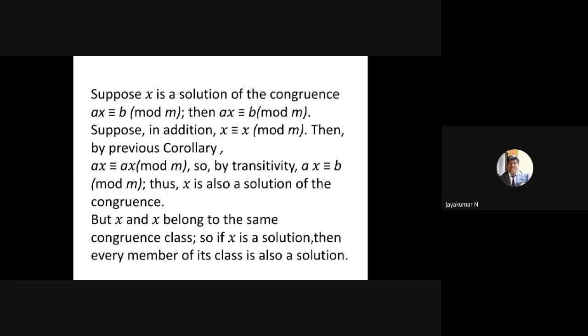Suppose x naught is the solution of the congruence ax congruent to b mod m. Then x naught will satisfy the linear congruence, that is ax naught congruent to b mod m. In addition, x1 will also satisfy the linear congruence, so ax1 congruent to b. At that time x1 will be congruent to x naught mod m.